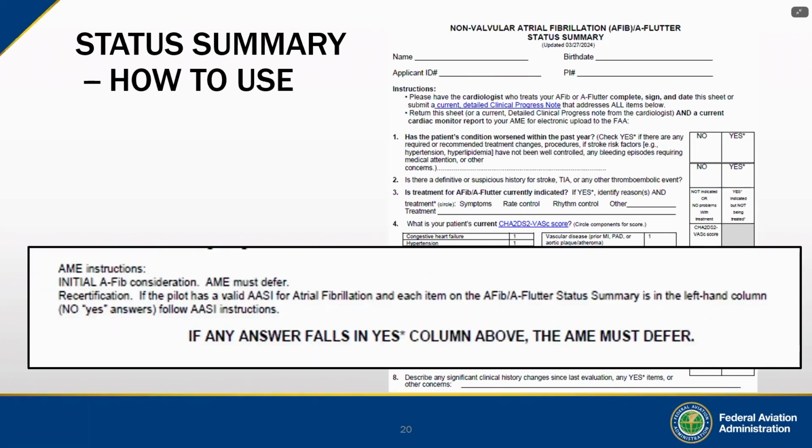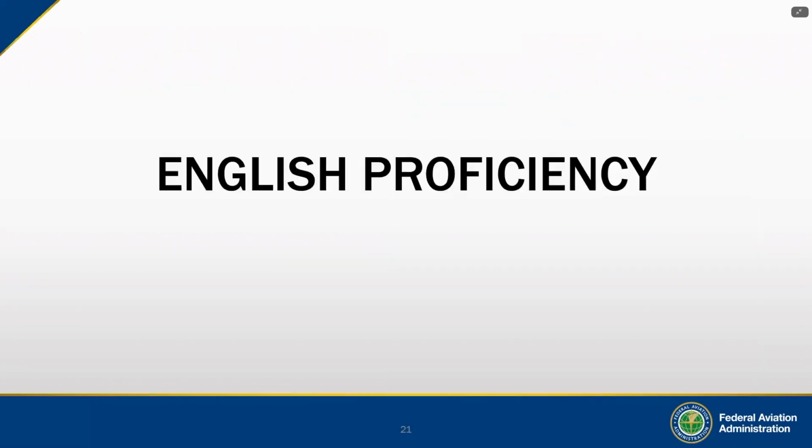And again, these are just the instructions at the bottom, and it'll tell you, AME, first time through, you have to defer. If they have an AASI, you have a status summary, everything's in the left-hand column, you can issue. And again, the goal of status summaries was to help everybody not have to weed through pages and pages of electronic medical records, but to ask those specific questions that we need answered to make the safety decision.